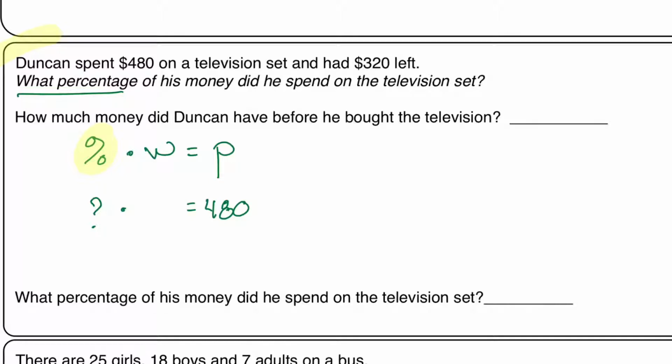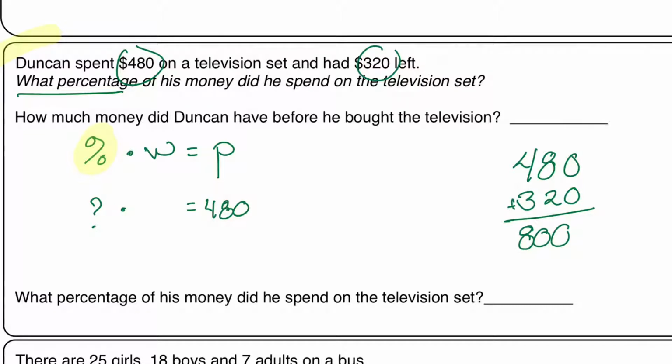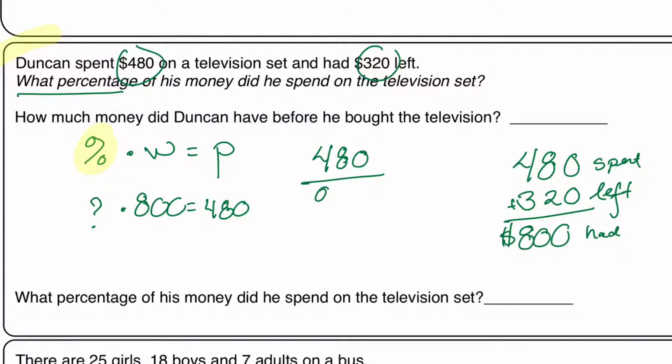It doesn't say. So what you have to do is try and figure out, well, if he spent 480 and he had 320 left, you can imagine how much money he had in his pocket before he bought the TV, right? He spent 480. He still has 320. Before he walked into the electronics store, he had $800 in his pocket. I should add those together, right? Spent, left, had. He had $800. So we can just fill that in right here. Boom. All right? And again, we can just write this as a fraction, right? We know the part is 480. The whole was 800, and that will equal what we're looking for.